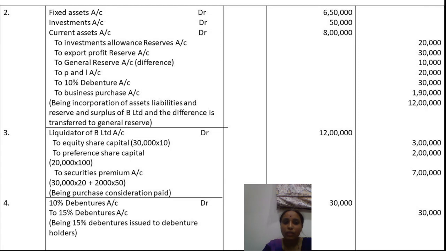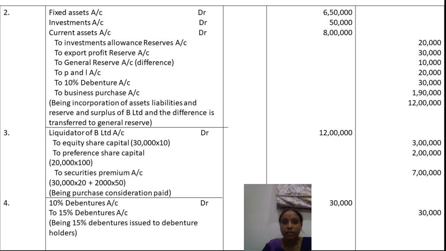Next is the entry for purchase consideration paid. We are paying equity shares and preference shares. So liquidator of B Company account debtor 12 lakhs, to equity share capital 3 lakh, to preference share capital 2 lakh, and to securities premium account, that is the premium amount we are going to pay, equity share premium and preference share premium, altogether 7 lakh. So it is 12 lakhs.